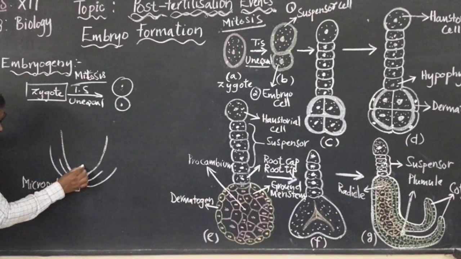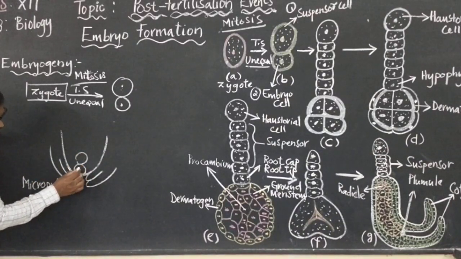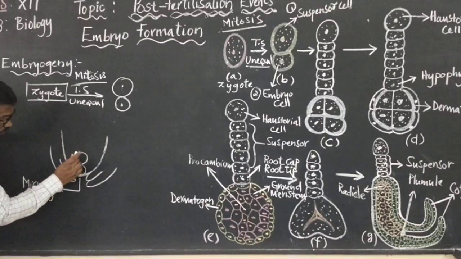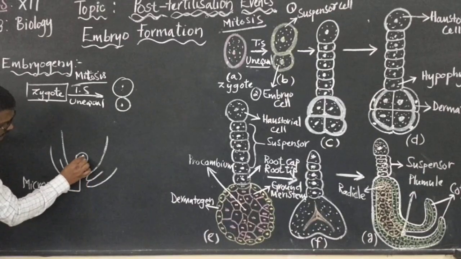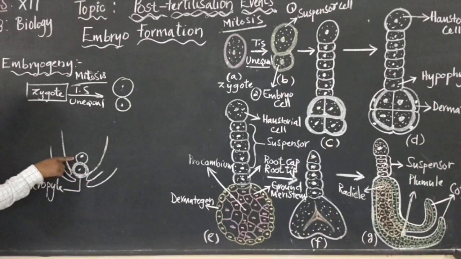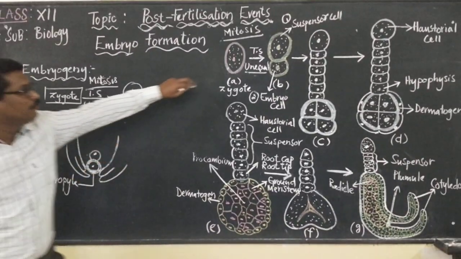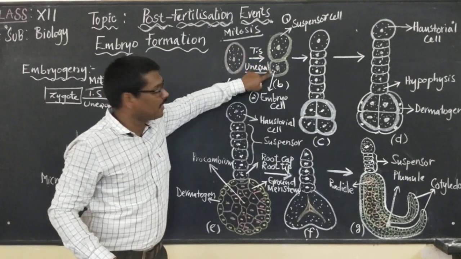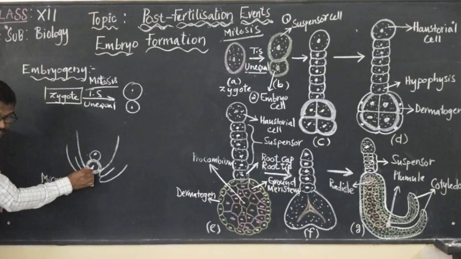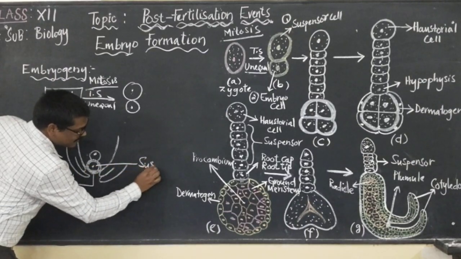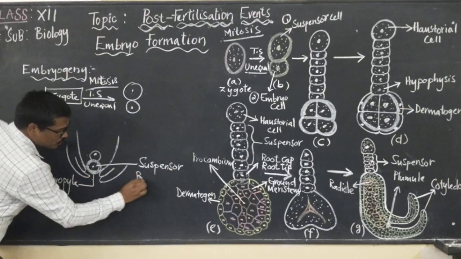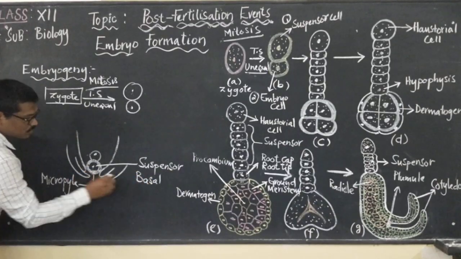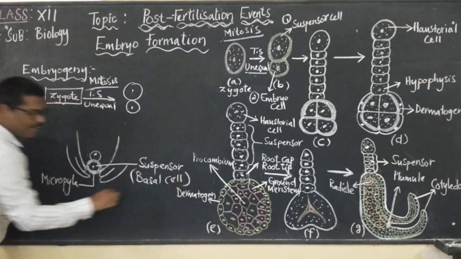So here are the two cells that are formed when the zygote has undergone division. One cell and the other cell. You can see very clearly that one cell is small and the other cell is large in size. I am talking about these two cells which we have drawn here. The large one is called, as we said in the diagram, the suspensor cell, which is towards the basal region. So we also call it the basal cell.